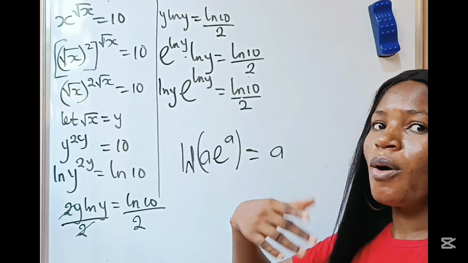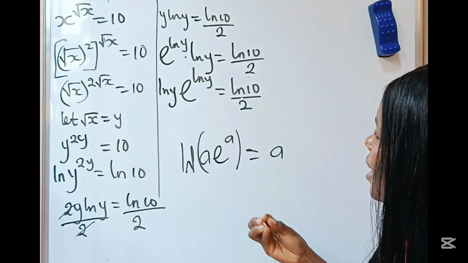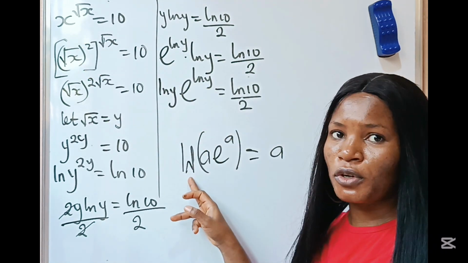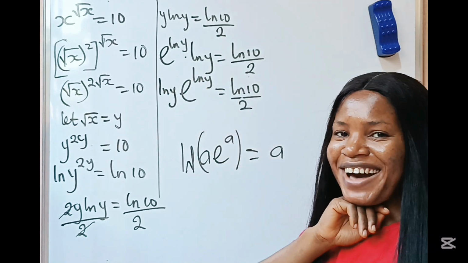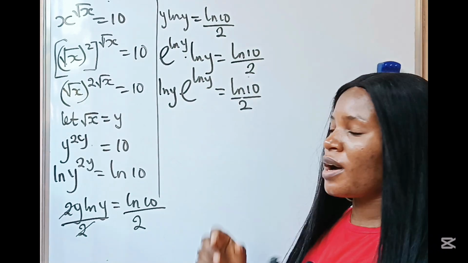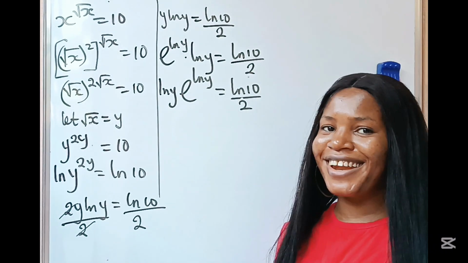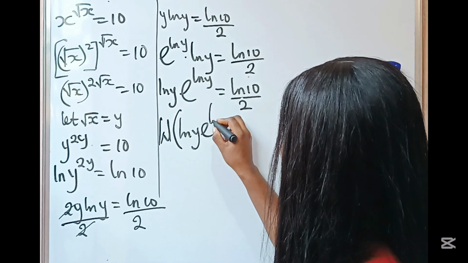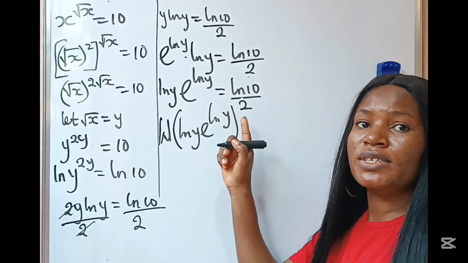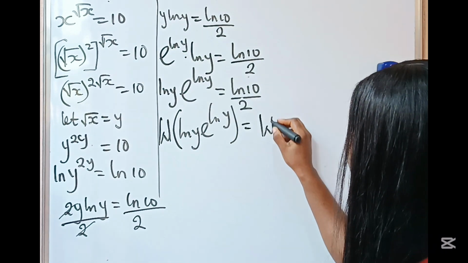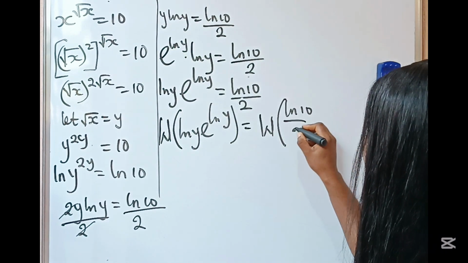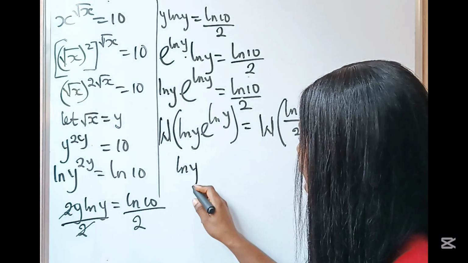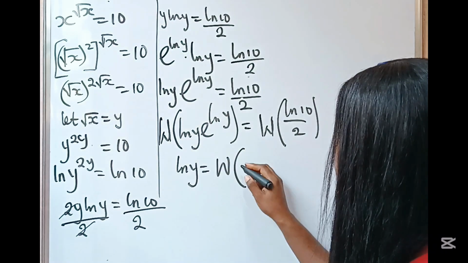So we have succeeded in putting this in this form. Therefore, we can introduce the Lambert W function to bring out ln y. Easy, right? Yeah, so that is exactly what we are going to do. Now let's introduce the function. So if we introduce the Lambert W function to what we have, recall we are going to do that to both sides of the equation. So it's equal to the Lambert W function of ln 10 divided by 2. Therefore, this side will give us ln y, right? So we have ln y is equal to the Lambert W function of ln 10 divided by 2.